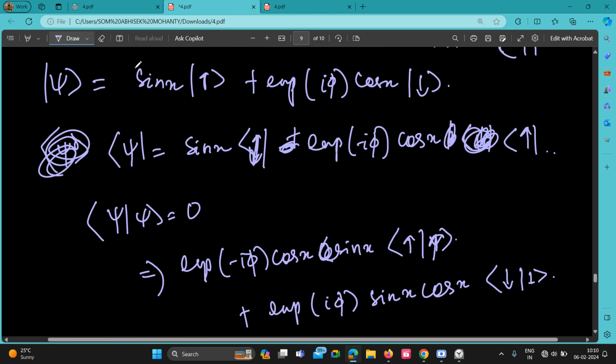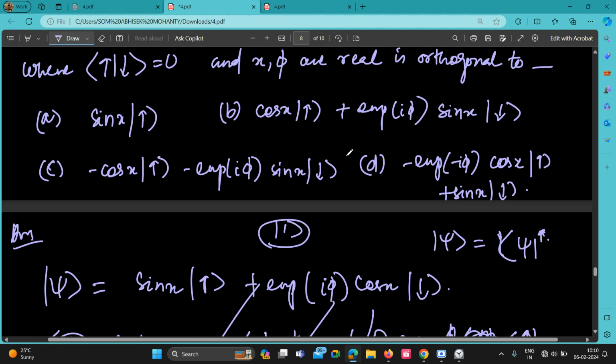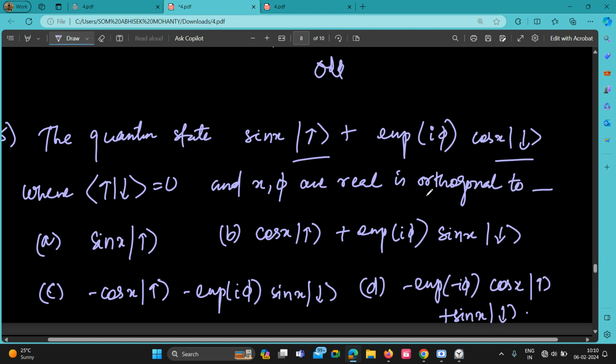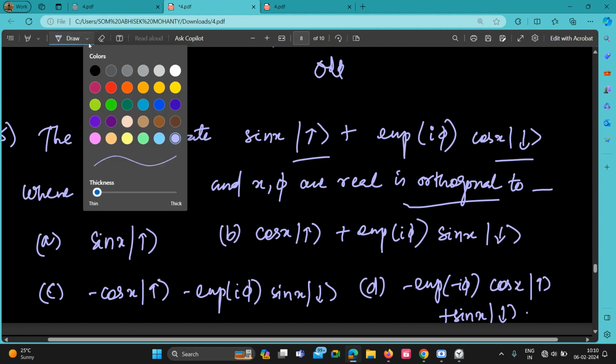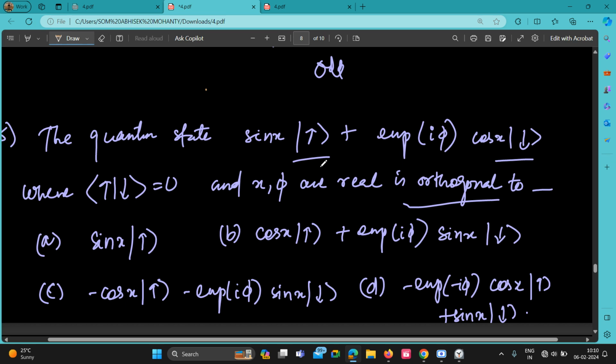Okay, wait, this is wrong. No, no, no. The question is what? Let me read the question again. The quantum state, this is orthogonal to which of the options? So we have to check one option. Yeah, that's the way to do it. I was myself confused about how to do it. Okay, no problem. Let's write this.